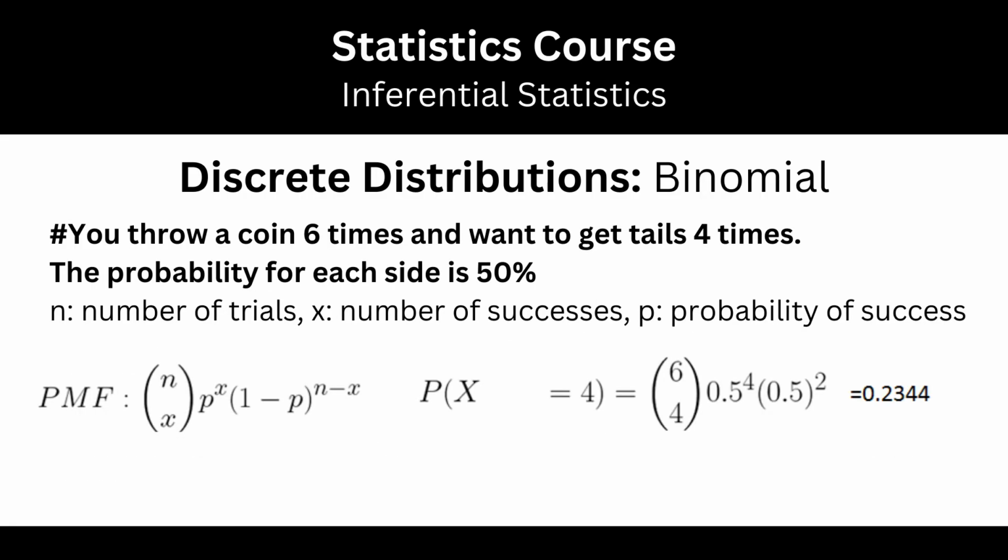Let's go through an example. You throw a coin 6 times and you want to get tails 4 times. A coin has a 50% probability for each side.